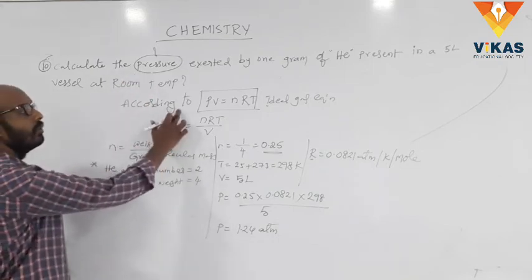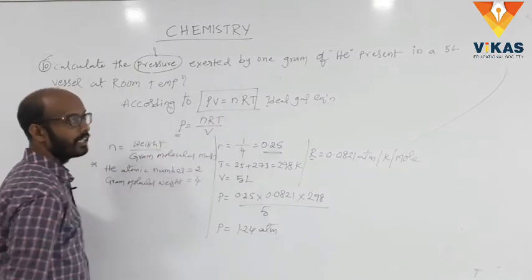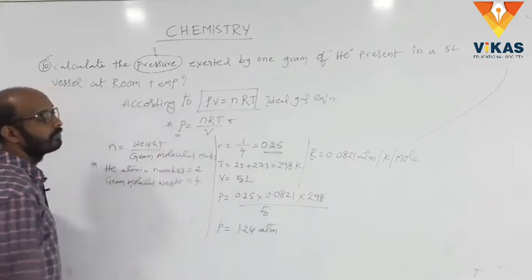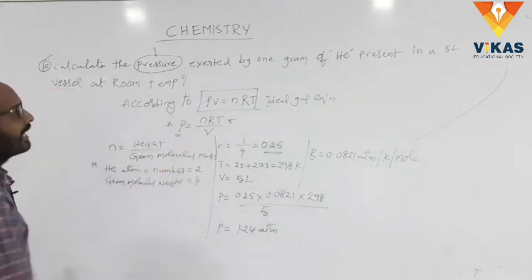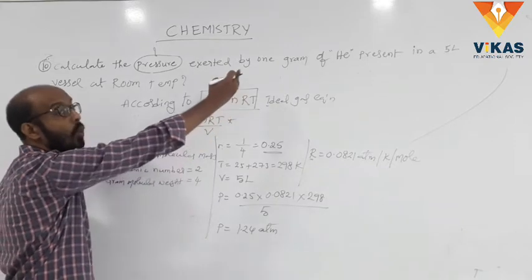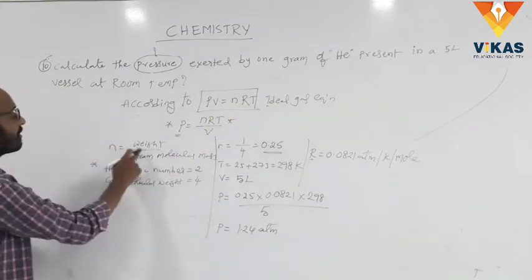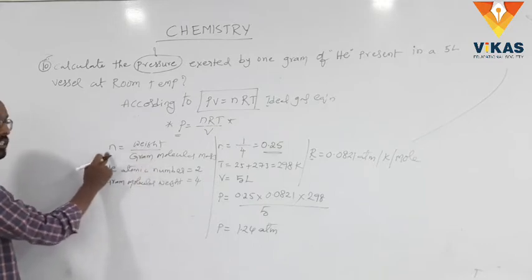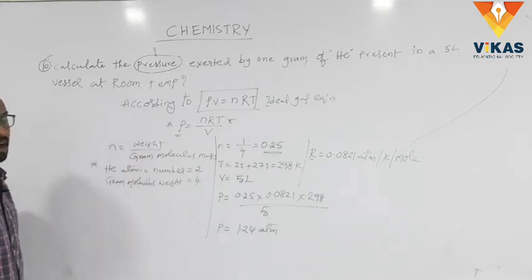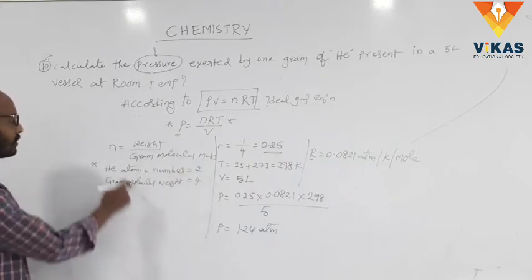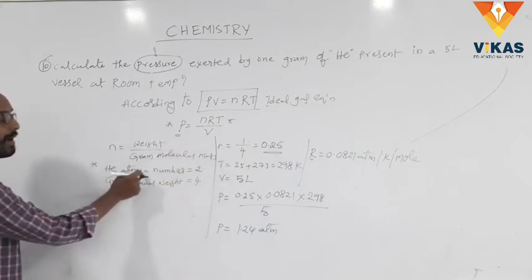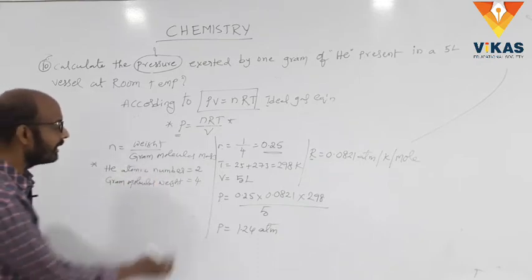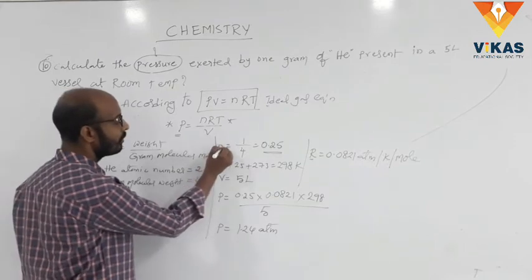So according to the ideal gas equation PV is equal to nRT, we get the P value, P is equal to nRT by V. But here the given data: helium 1 gram, so the weight is equal to 1 gram, and we find the gram molecular weight. So n is equal to weight by gram molecular weight. Weight is 1, helium atomic number is 2, and gram molecular weight becomes 4. So n is equal to 1 by 4.